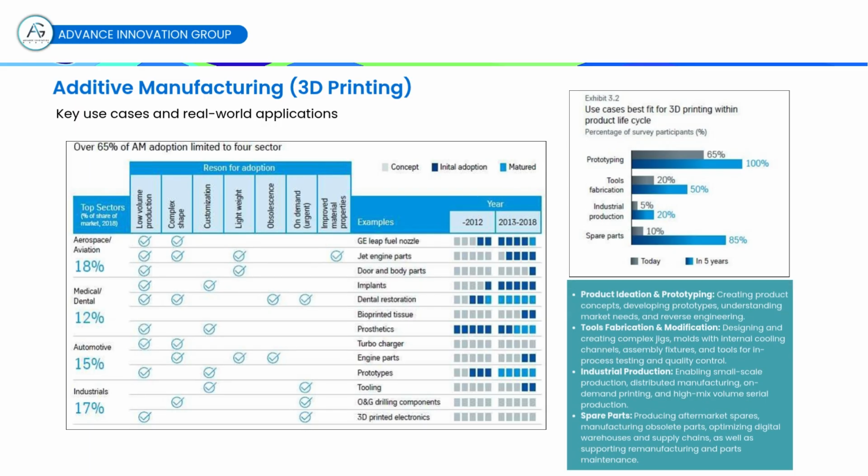3D printing, use cases. Key applications include product ideation, quickly create and test concepts. Tooling, design custom jigs, molds, or testing fixtures. Production, execute small batch runs and distributed manufacturing. Spare parts, print legacy or low-volume parts on demand, reducing inventory costs. This technology drastically shortens development time and brings agility to engineering and production.